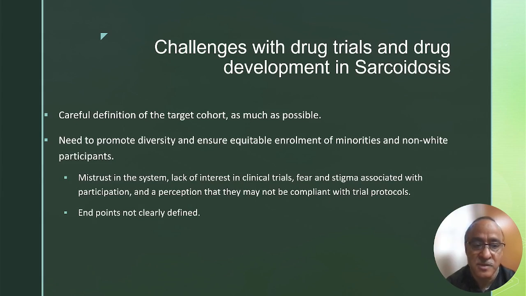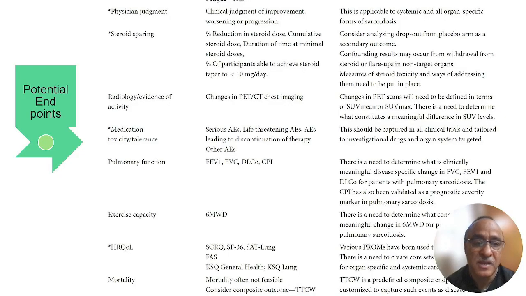That is because of a mistrust in the system, a lack of interest in clinical trials, fear and stigma associated with participation, and a perception, biased by the investigators, that blacks may not be compliant with trial protocols. So these have got to be taken care of, and unfortunately endpoints in sarcoidosis trials are not clearly defined. These are some of the potential endpoints that have been proposed in a recent review in Frontiers.